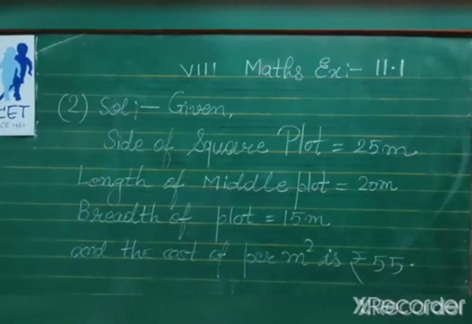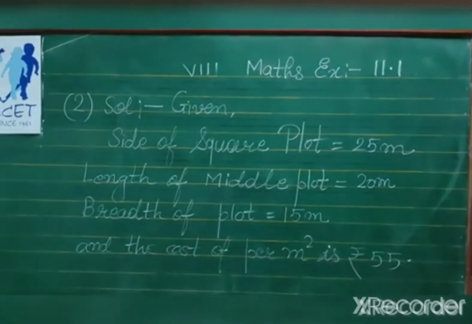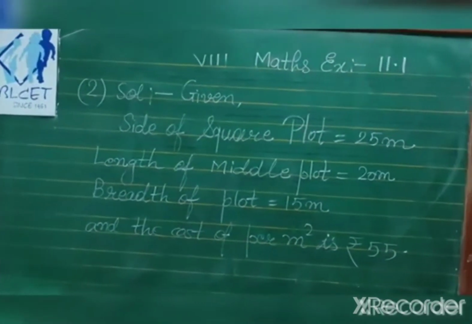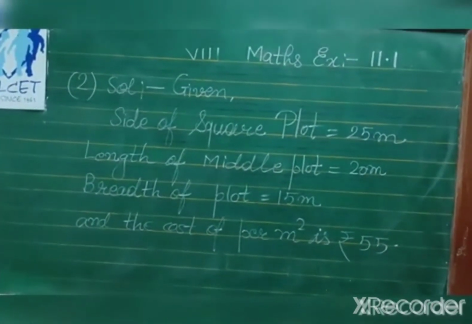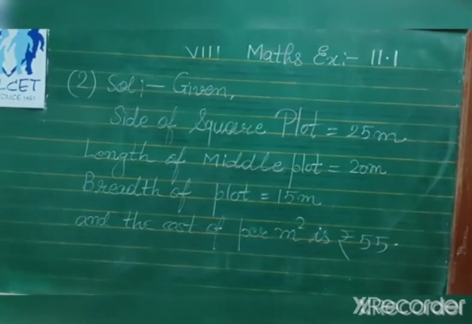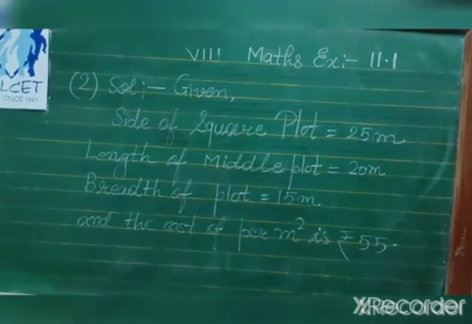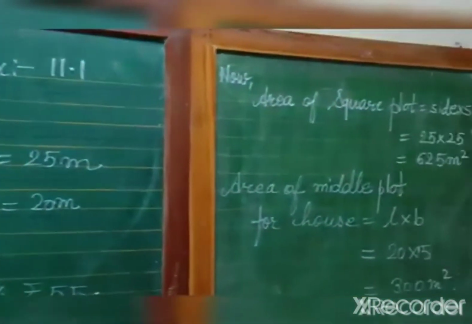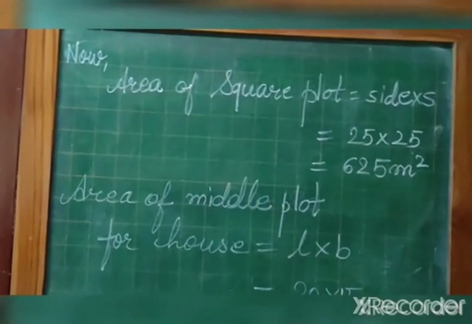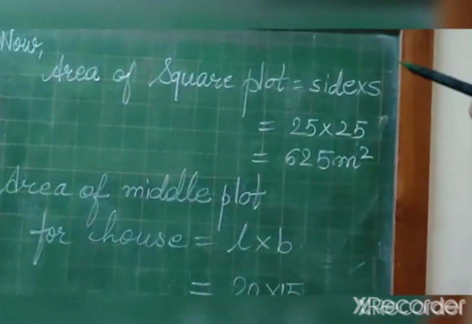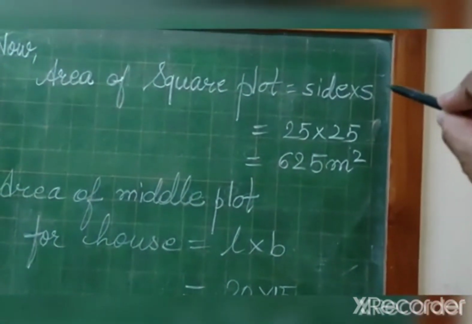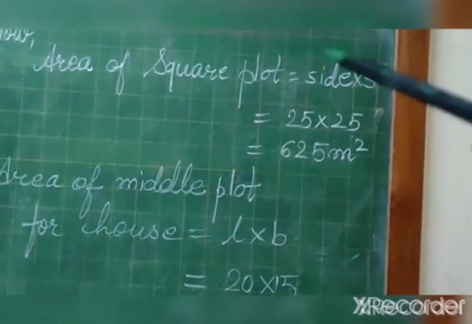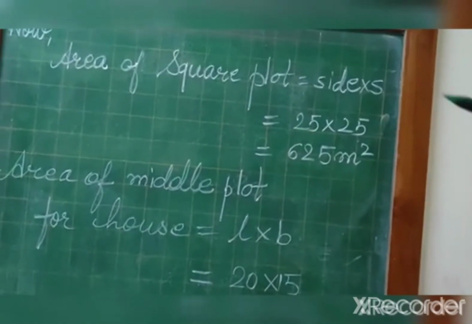Now see in the question number 2, given side of a square plot is equal to 25 meter from the figure. Length of middle plot for house is equal to 20 meter and breadth of plot 15 meter, and the cost of per meter square is rupees 55. So with the help of this what we will do? Area of a square is equal to side into side. The formula is, you can see, side into side. I have no space, that's why I have not written. So side is 25, 25 into 25, that means 625 meter square.